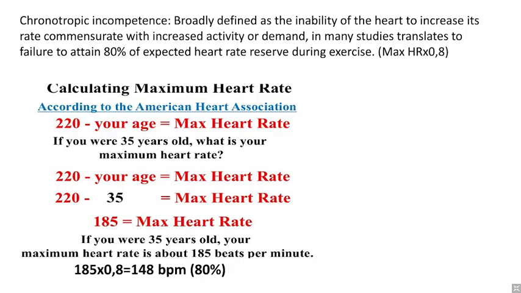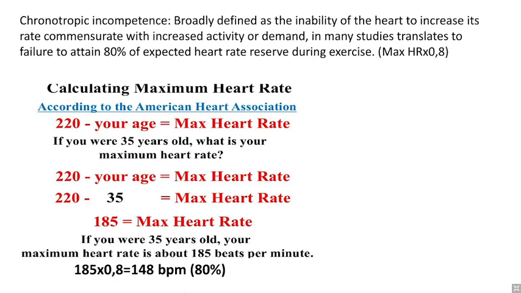I said here about chronotropic incompetence. Broadly, it's defined as an inability of the heart to increase its rate commensurate with increased activity or demand. In many studies translates to failure to attain 80% of expected heart rate reserve during exercise. Maximum heart rate multiplied by 0.8.